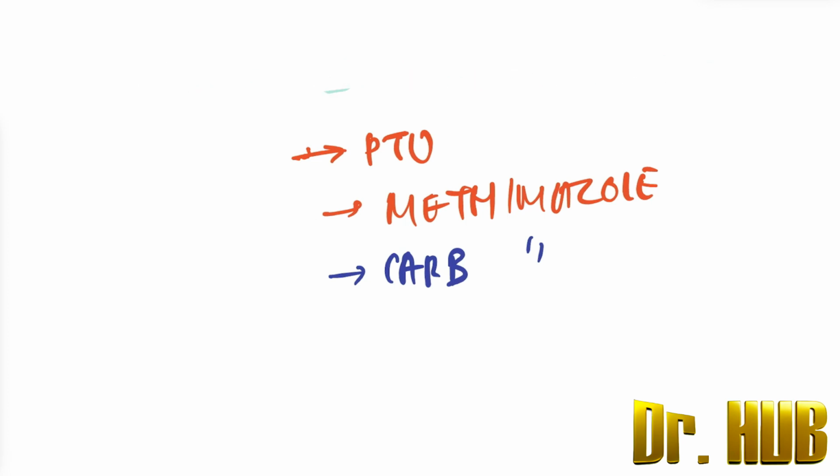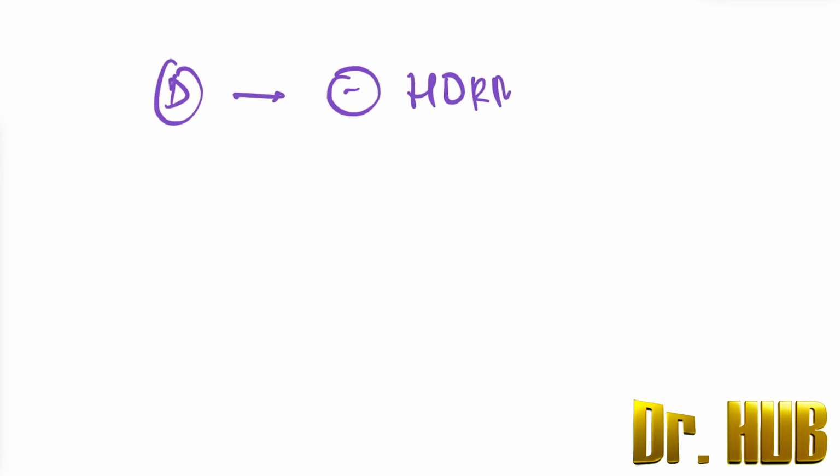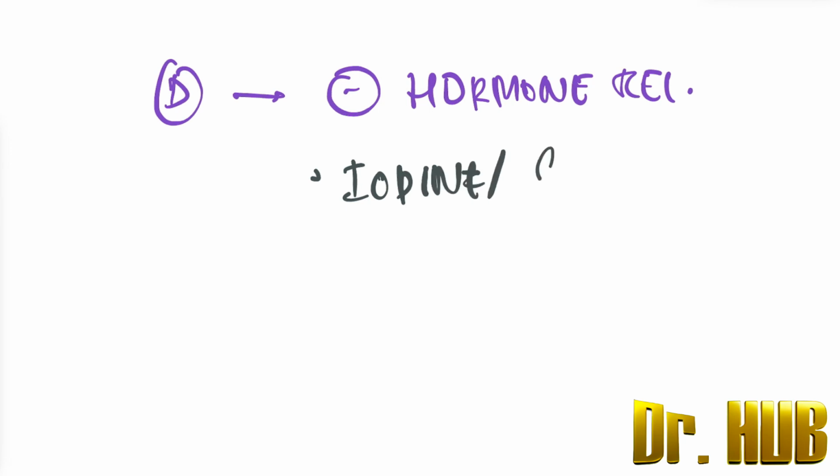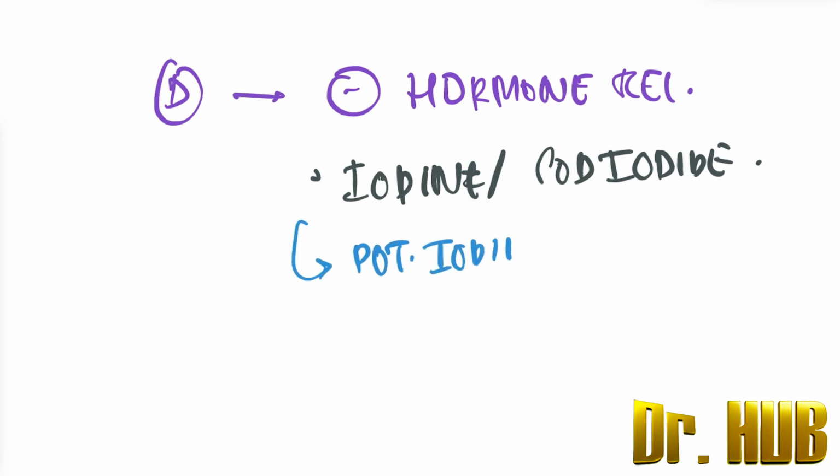Then we move on to the drugs which inhibit the hormone release. This includes iodine, so there is sodium iodide, potassium iodide, as well as the organic iodide.